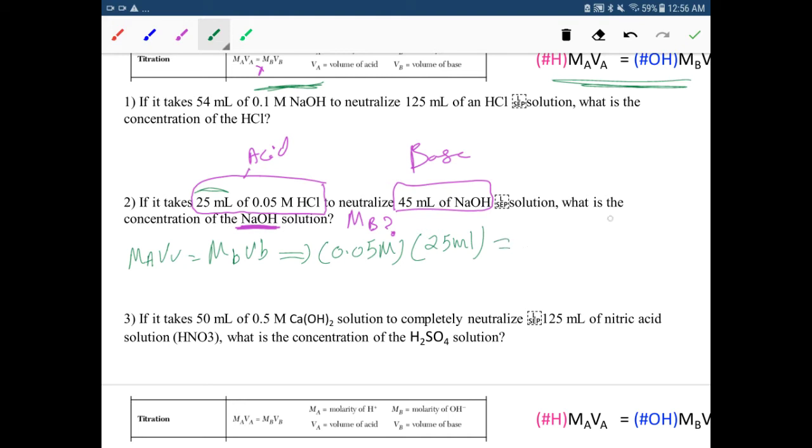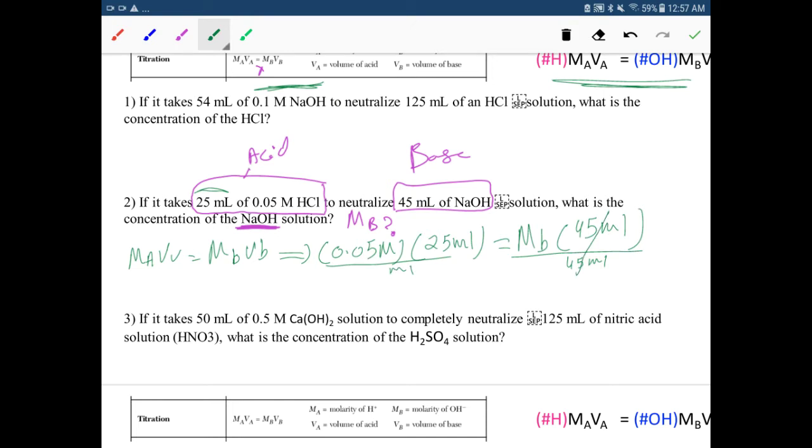Right, equals MB, which I don't have. This is what the question is asking for, so I'm just going to keep it as MB. VB is given right here, information for the base, 45 milliliters. Again, you could do it your way or you could do it my way, whatever way you like. You could do the calculation. I'm going to isolate the MB and then do the calculation, but you could do it your way too. To isolate MB, I'm going to have to divide both sides by 45 ml.